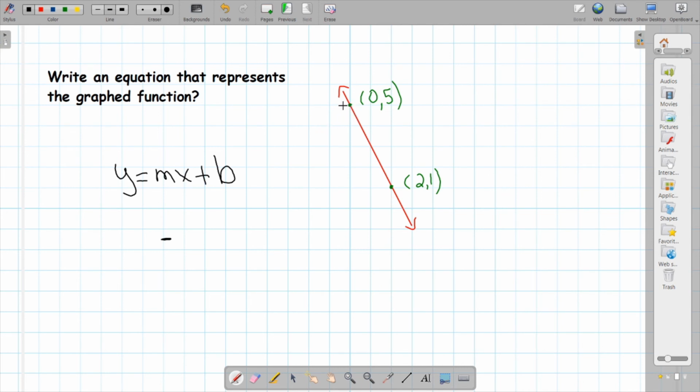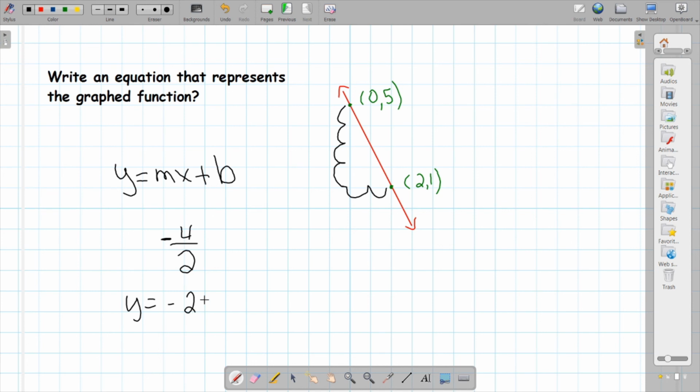So I'm counting 1, 2, 3, 4. So rise, in this case, it's down. And then we're doing 1, 2. So rise over run, and we went down 4 and over 2. So that gives us a negative 2 for a slope.